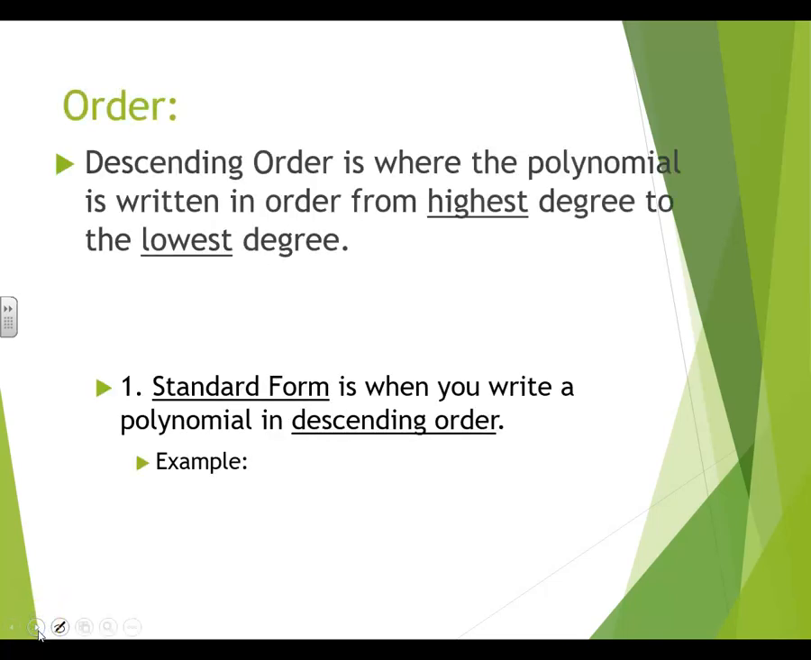All right, next. Order. Descending order is a big deal. From here on out, I expect you to put your polynomials in descending order. It'll help us for other things too. So descending order is exactly what it sounds like. You're going from highest exponent to lowest exponent. So the biggest exponent down to the littlest exponent. So go from big exponent to small exponent.